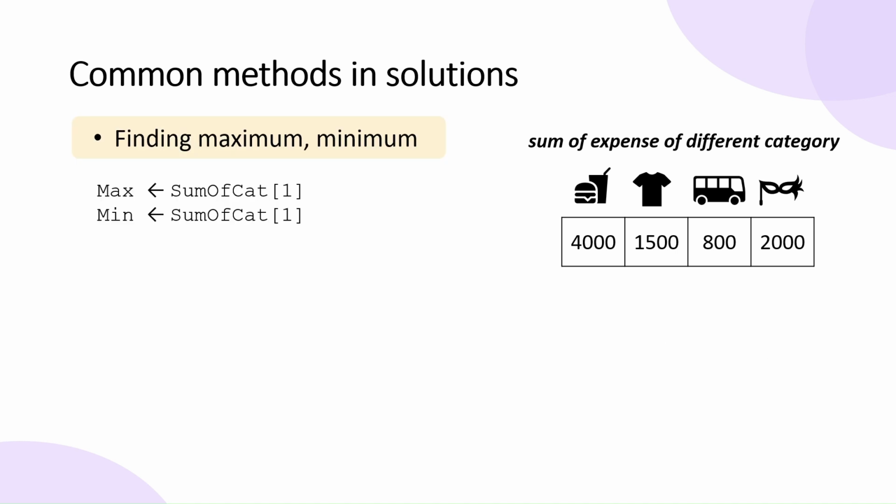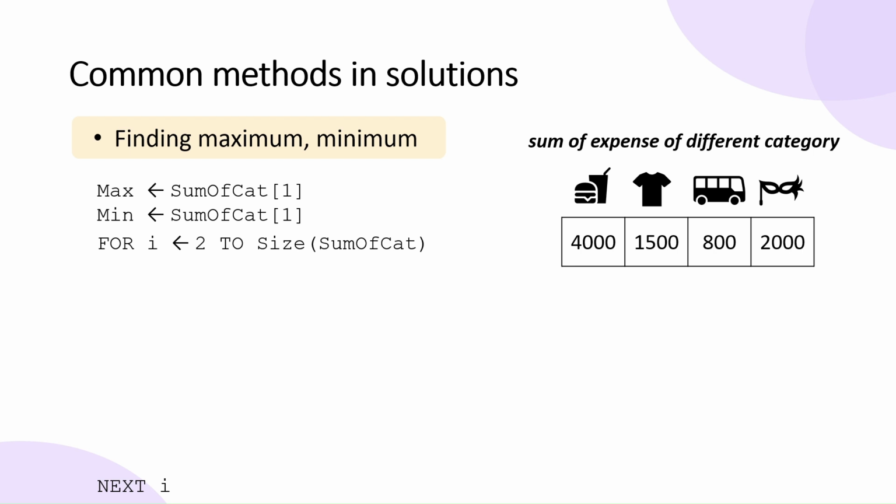First, you need two variables to store the maximum and minimum, which we call max and min. And we first initialize them with the first index of the sum of category array, which is on our right-hand side. After initializing these two variables, we want to go through the array from the first index to the last. In order to do that, we need a counter, which we name I.